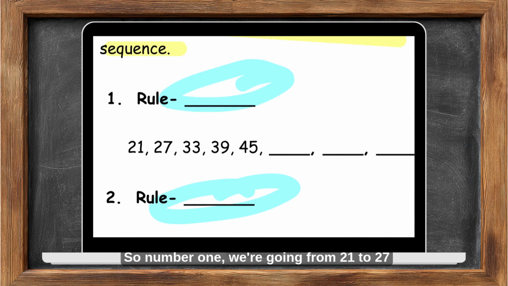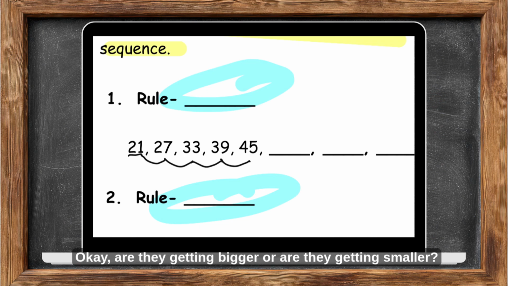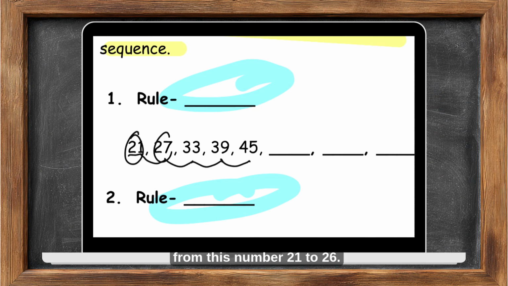So number 1, we're going from 21 to 27 to 33 to 39 to 45. So first, what do you notice about the numbers? Are they getting bigger or are they getting smaller? Okay, they're getting bigger. So we know with our operations, to make a number bigger, we either have to add or multiply. So next I want to think about what is the difference from this number 21 to 27. It's plus 6 if I add it. So we can kind of guess and check.